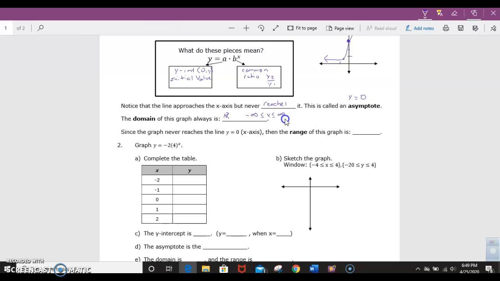Since our graph never reaches the line y equals 0, which is the x-axis, and that's our asymptote, then our range for the graph is just going to be all of our y's greater than 0. Notice it's not greater than or equal to. Because that's an asymptote and we can't actually reach it, we can't touch it, that means we cannot include the equal to here with our inequality.